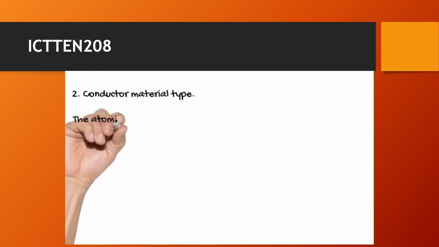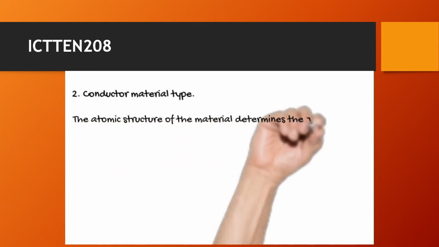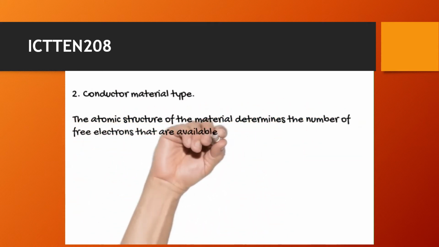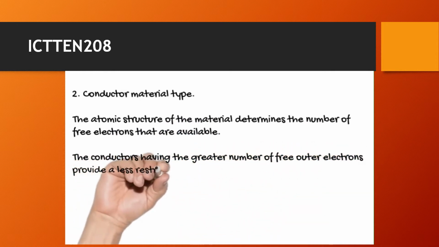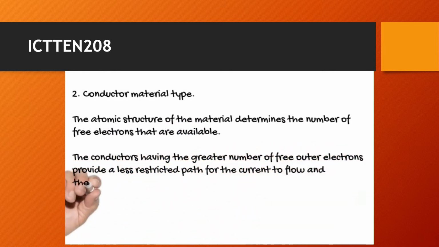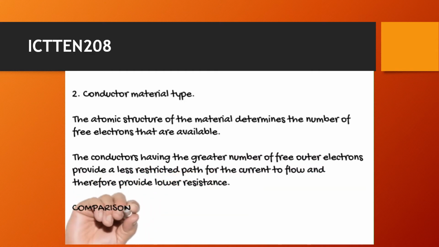2. Conductor material type. The atomic structure of the material determines the number of free electrons that are available. The conductors having a greater number of free outer electrons provide a less restricted path for the current to flow and therefore provide lower resistance. Comparison of conductor resistance.